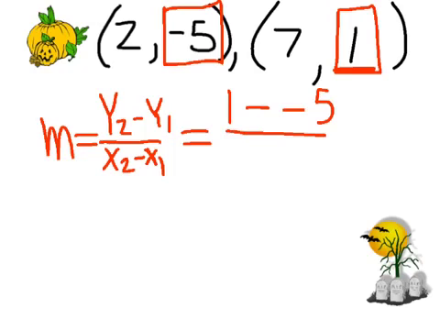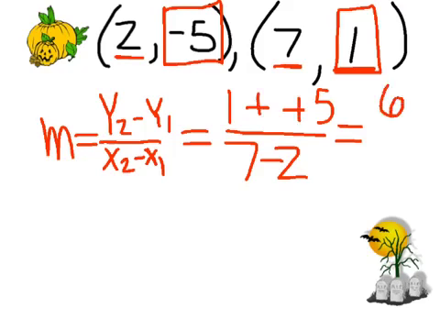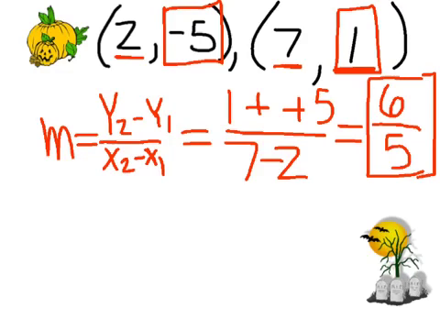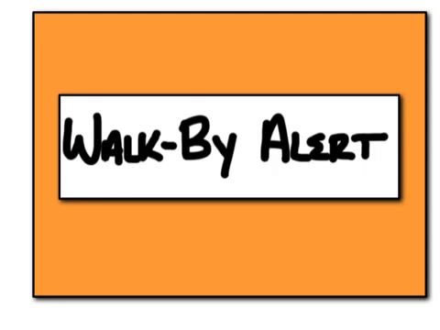On the bottom, what's our x2? 7 minus 2. 7, and our x1 is 2. 1 minus a -5, what happens when we subtract a negative? Positive. We change that to plus positive. 1 plus 5 is 6. And on the bottom, 7 minus 2 is 5. So our slope for the line that contains these 2 points is 6 over 5.